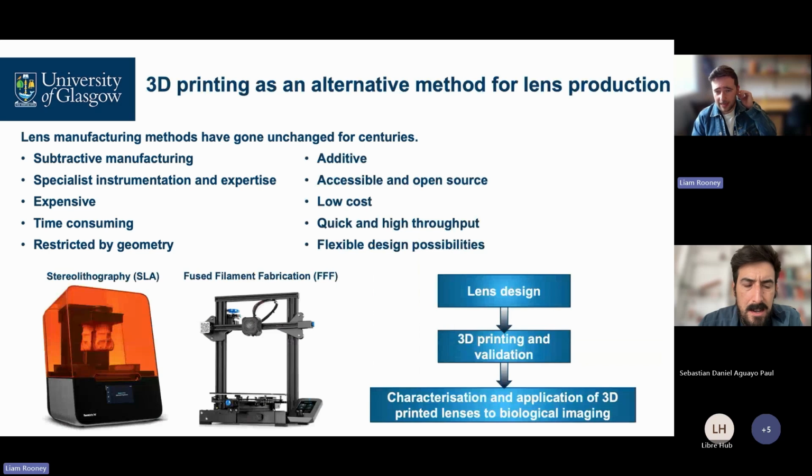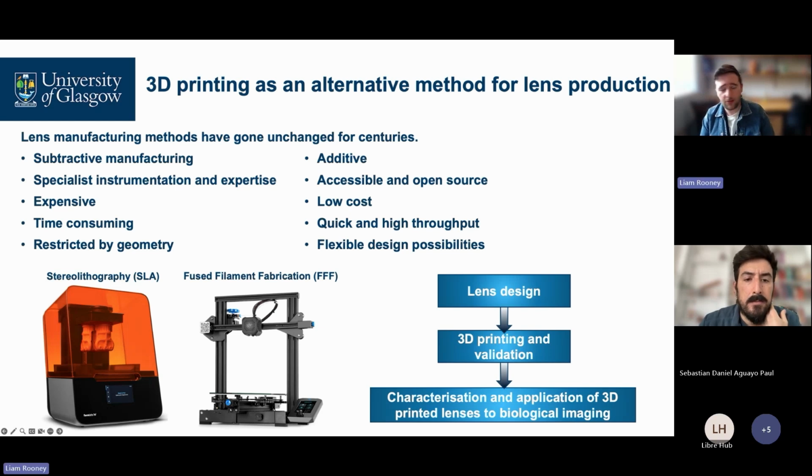So this is where we turn to additive manufacturing rather than subtractive manufacturing, because it's accessible, it's low cost. Additive manufacturing and 3D printing has been used extensively by hobbyists to create little figurines and action figures. And so we reasoned that we could use this low cost, low barrier technology to generate lenses.